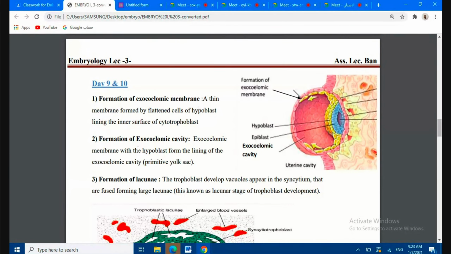Okay, so the second thing is the formation of the exocoelomic membrane, and this membrane, with the hypoblast cells, will form a cavity. We will call this cavity the exocoelomic cavity, from the name of the membrane. Clear? Exocoelomic cavity. Sometimes we call it by another name, primitive yolk sac. This is important, underline it. Primitive yolk sac.